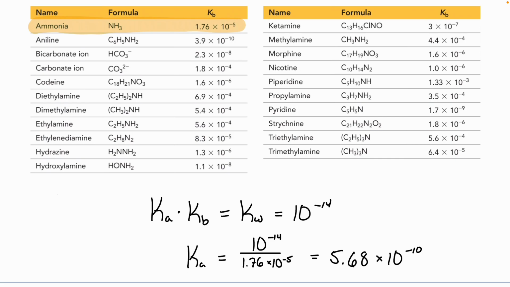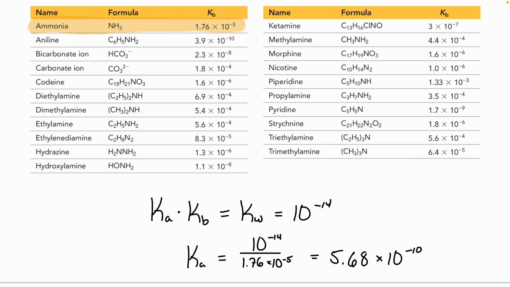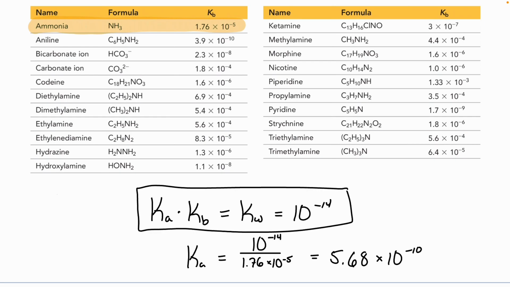Yes, we have this special relationship between Ka and Kb. If you can't find a particular compound on this table, but you can find its conjugate, you can always figure out its dissociation constant using this relationship.